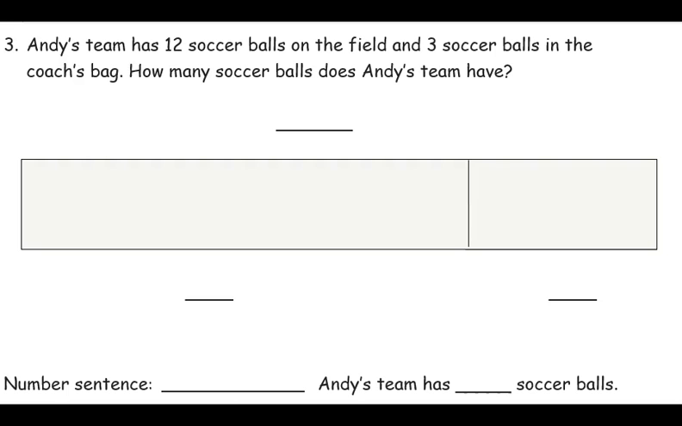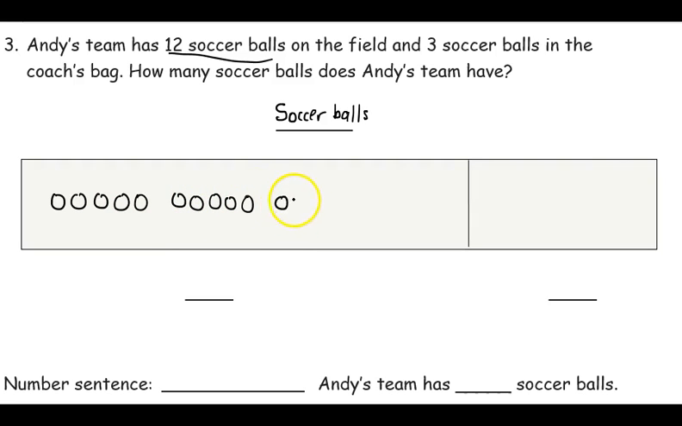Problem 3 says Andy's team has 12 soccer balls on the field and 3 soccer balls in the coach's bag. How many soccer balls does Andy's team have? So my label will be soccer balls since that's what I'm counting. And we'll go back to our problem. It shows me I have 12 balls in the field. So I'll start by drawing my 12 in this long piece of tape on the left. I'm going to do it in groups of 5 because that makes it easier for me to see 12. And down below I'm going to put an F to show that those were the balls in the field.